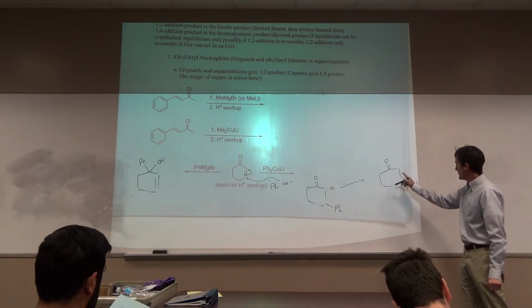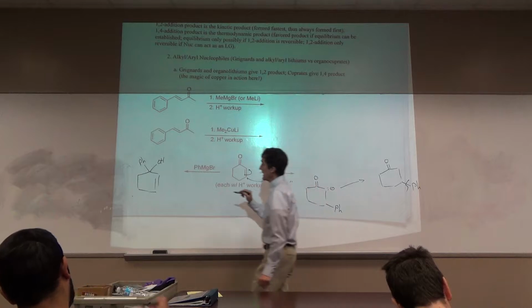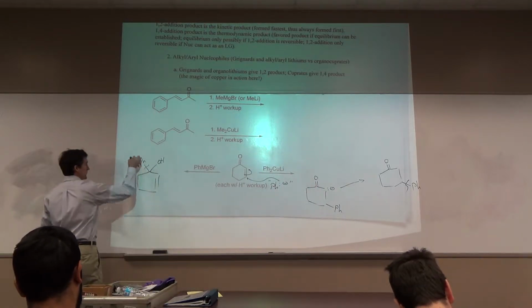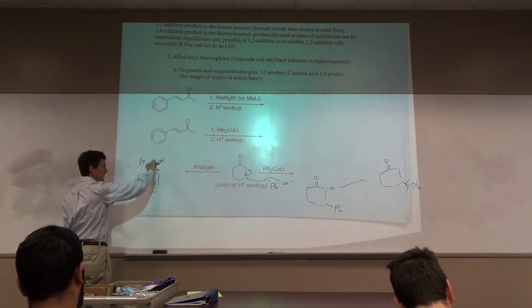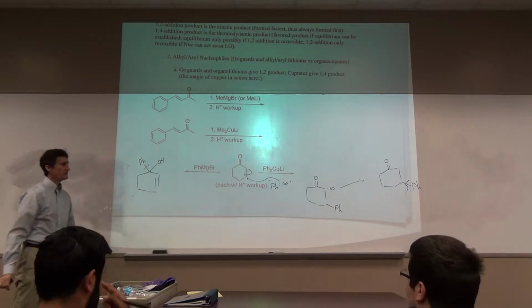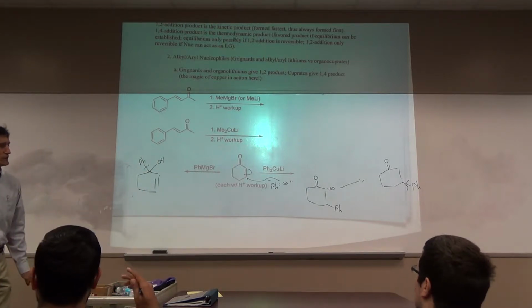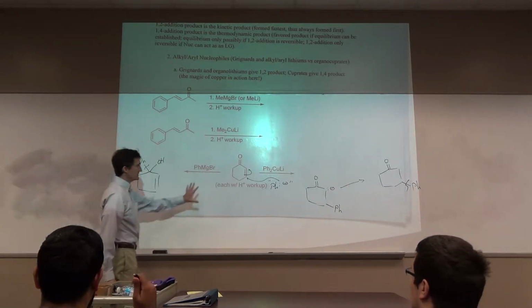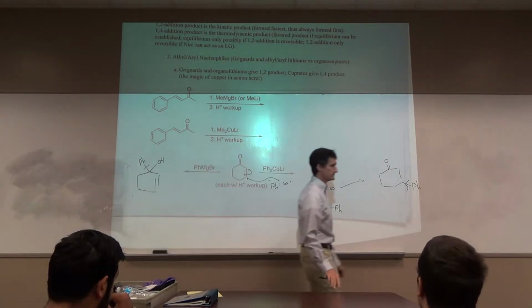So here we did a 1,4 addition. And here we do a 1,2, a direct addition to the carbonyl. This actually leads to an alcohol. Two different reaction pathways for such a compound.